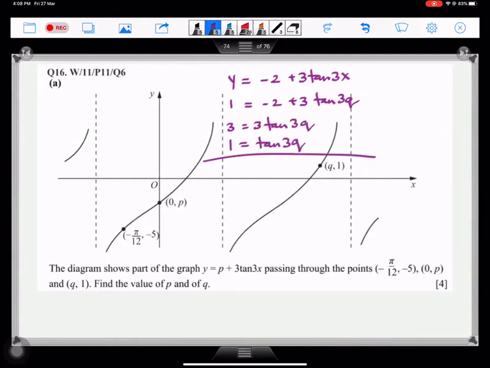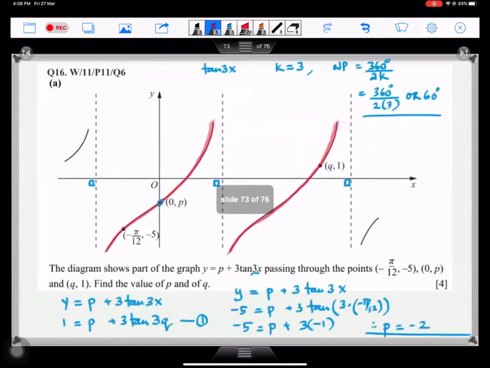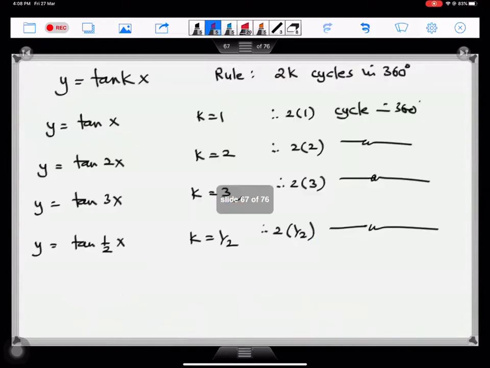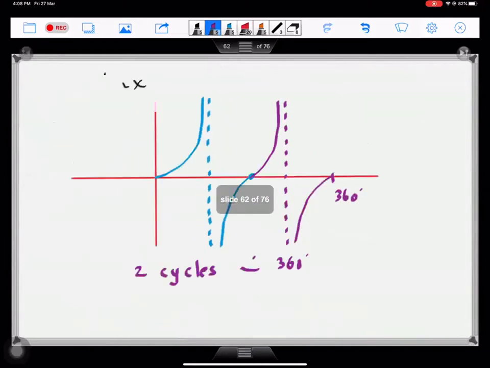And that will bring us to the next level of trigonometry. That will be trigonometric equations. How would you solve a trigonometric equation, whether it's in the radian form or in the degree form? So now if I recap what we have done today, let me go back all the way.